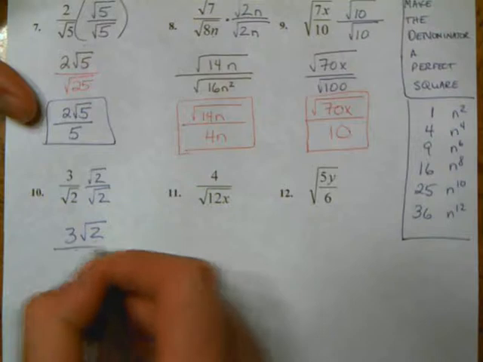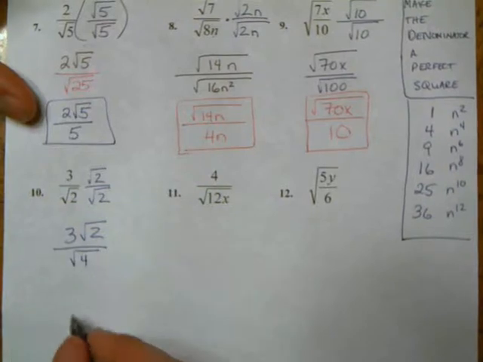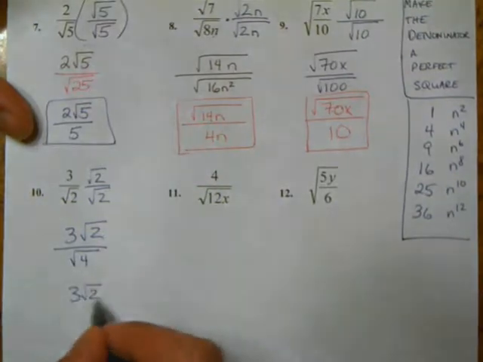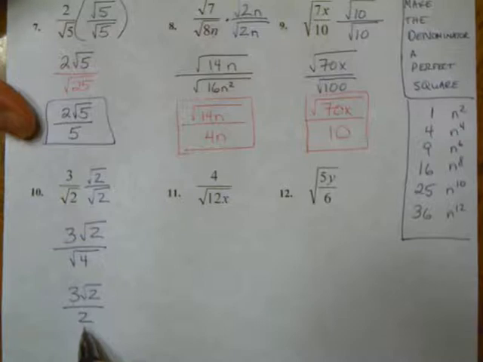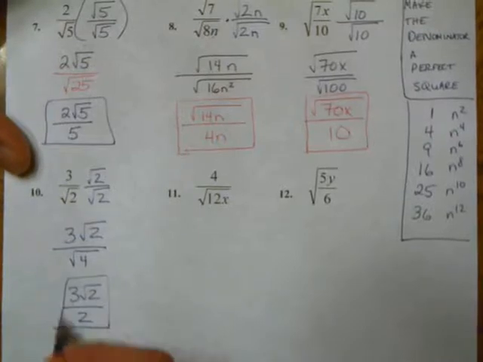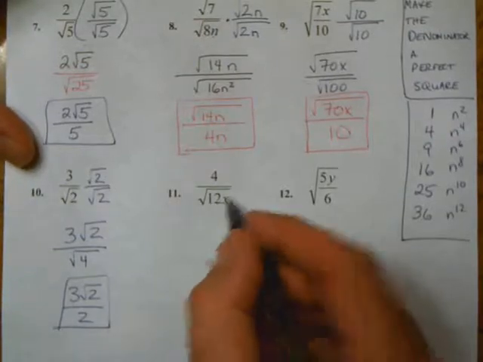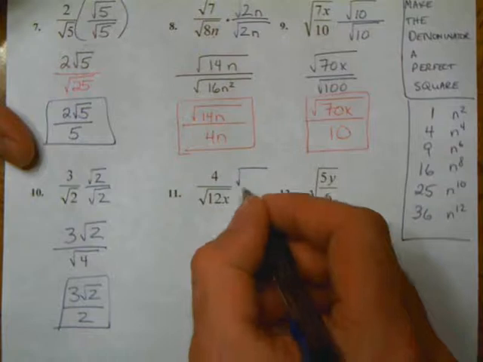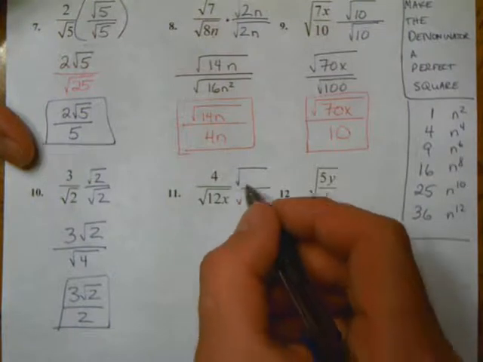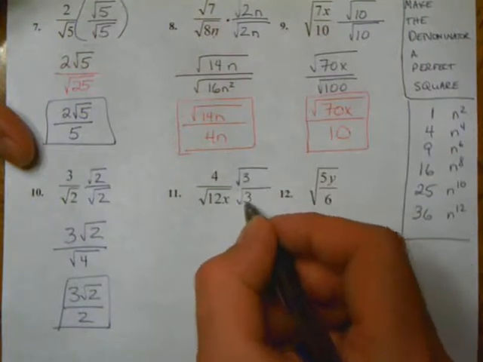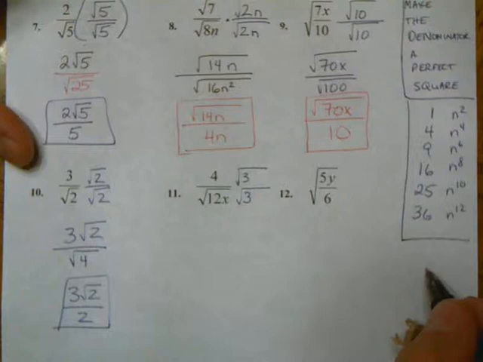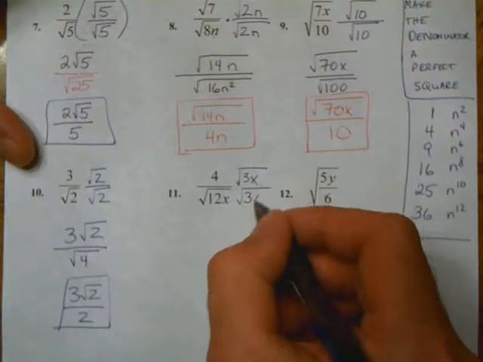Let's look at our bottom 3 examples as our last problems. 3 over the square root of 2. We could say 2 times 2 is 4, so let's multiply top and bottom by root 2. That gives us 3 root 2 over root 4. And root 4 is 2, and so there's our answer.